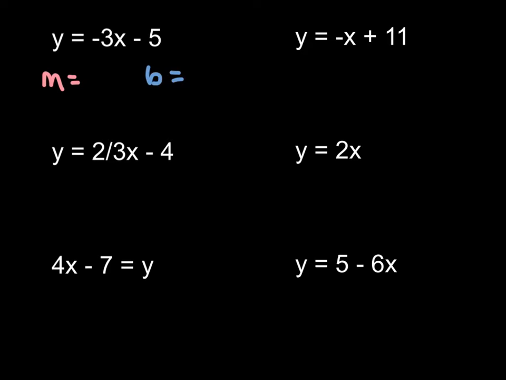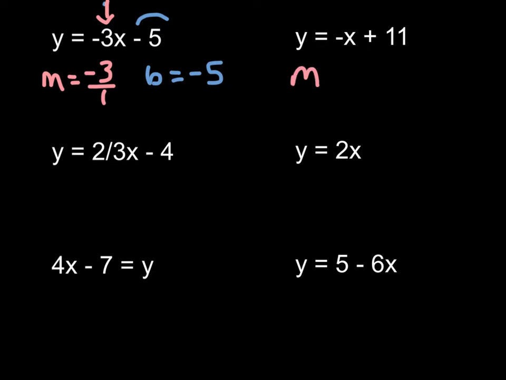Okay, so remember that the slope is found right next to the x value. In fact, it's the coefficient of the x value. So m is -3, and you could have written that if you wanted to over 1, but you don't have to. And the y-intercept is the value, again, that's over here, including the sign in front of it, so -5.